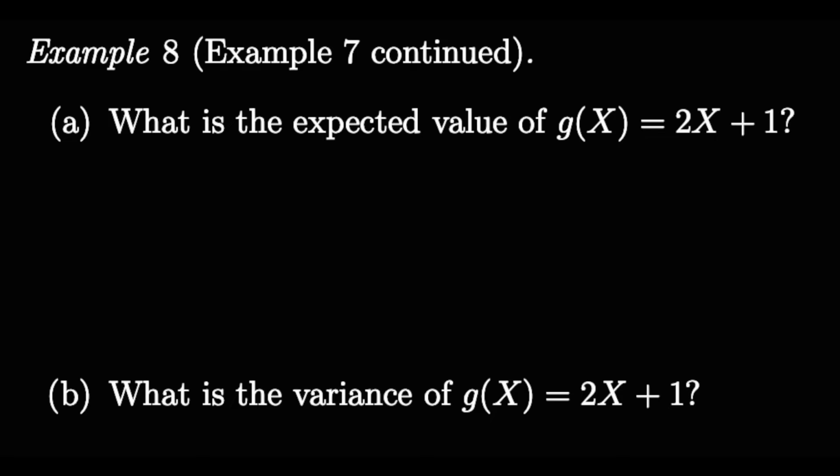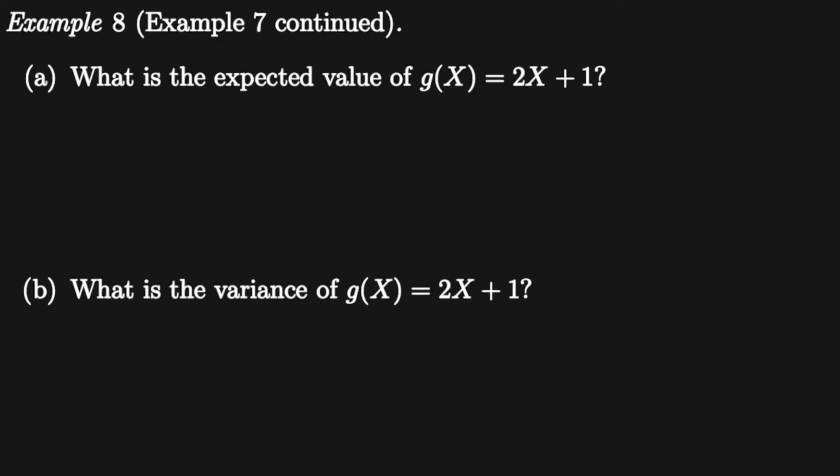So now we can move on to example 8, which is: A, what is the expected value of g of x is equal to 2x plus 1, and B is asking what is the variance of g of x is equal to 2x plus 1. So let's get started with part A. This is also a continuation of example 7. So we could use the same data as 7.